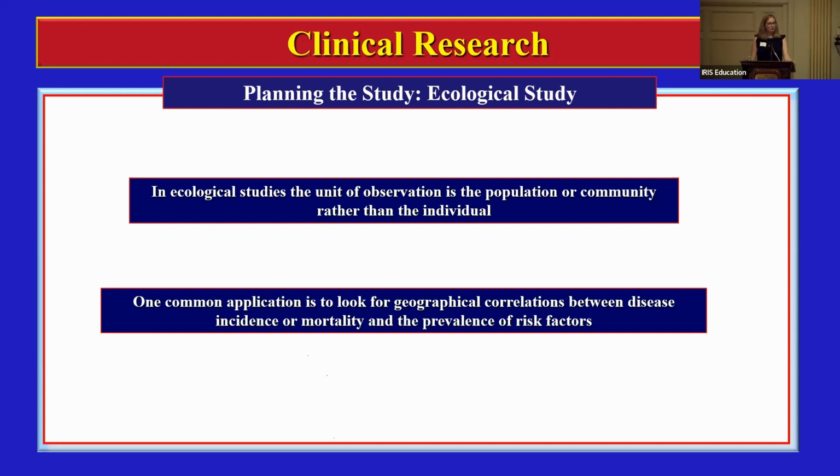And a common application of this is to look at geographical correlations between disease incidence or mortality, as well as prevalence of risk factors. So for those of you who do a lot of epidemiology study, you might see these types of ecological studies, like what are the different rates of lung cancer between cities based off of known levels of air pollution, right? So in that study, we're going to be looking at the rates of lung cancer of an entire city as a whole. It can be something like what's the transmission rate of COVID-19 between states based off of the presence or absence of a mask mandate.